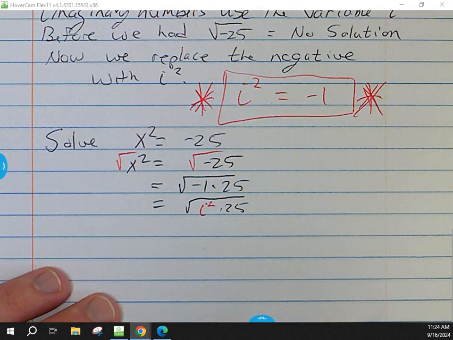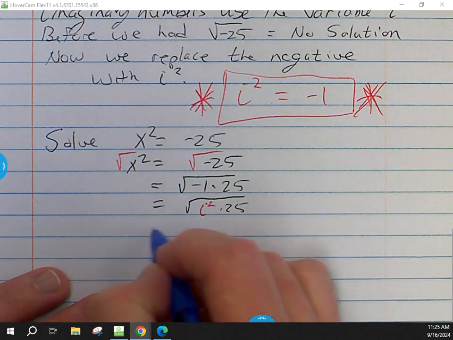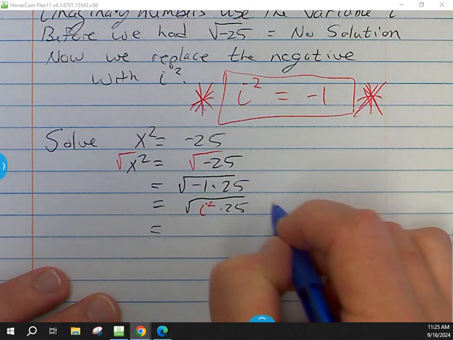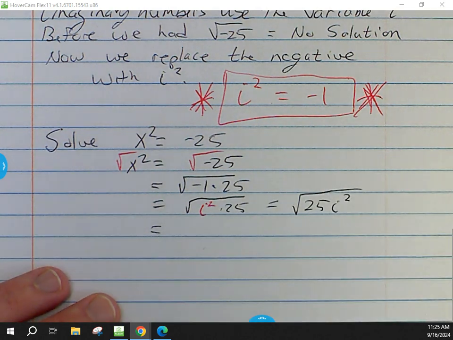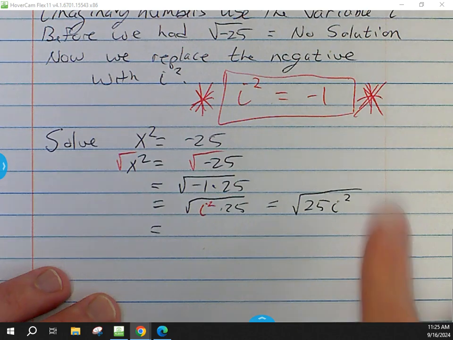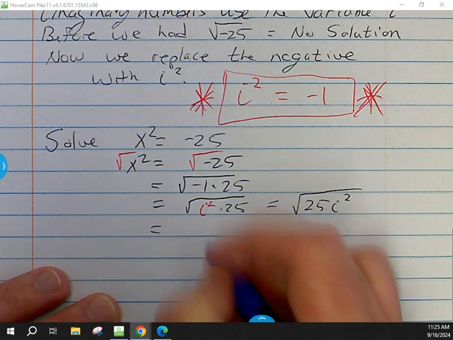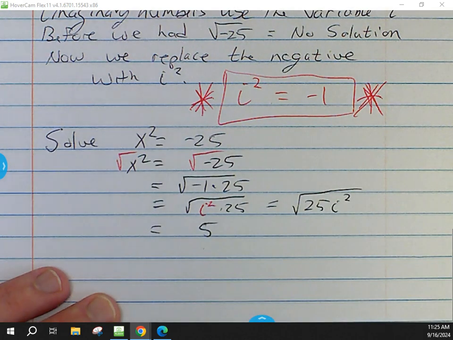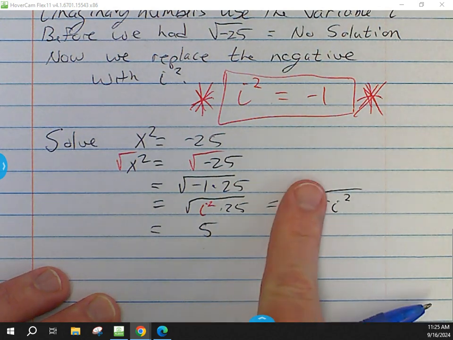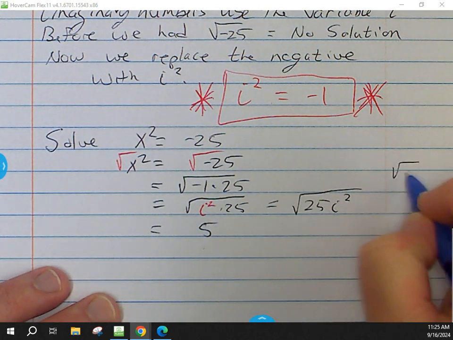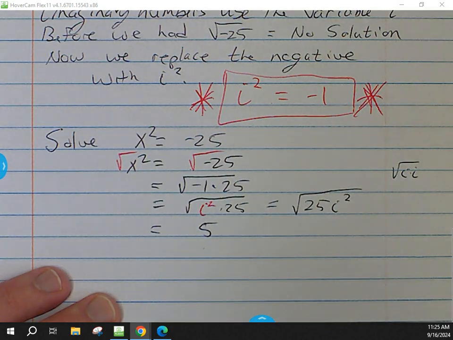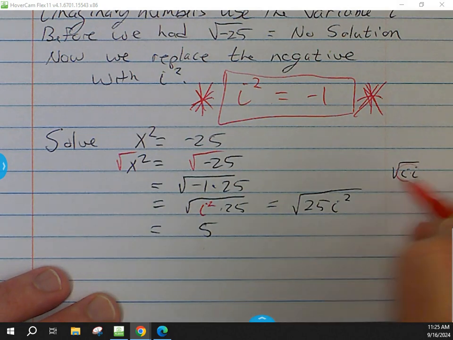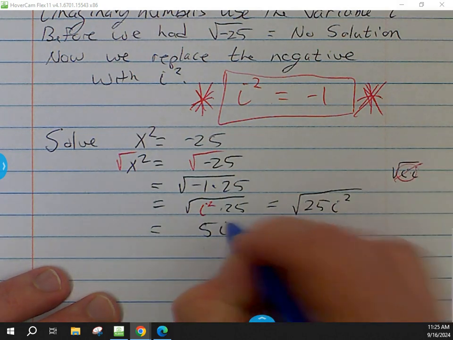Okay, and then from there, we're going to square root both of the sides we've got. Just to make it look a little better, we're going to switch it up, put the 25 first and put the i squared second. If you square root 25, you would get 5. And if you square root i squared, well, i squared is the same thing as i times i, so an i would get out of it. So this thing is just going to be 5i.